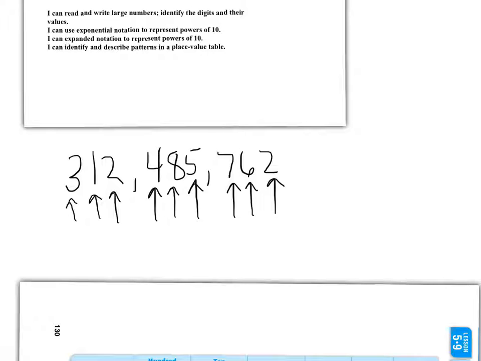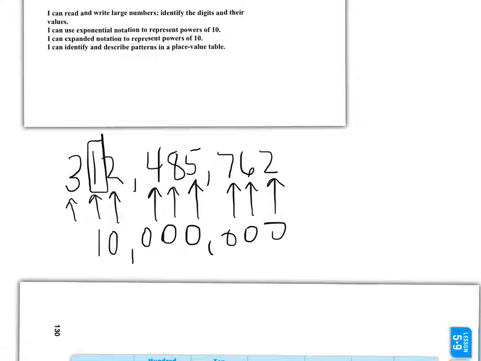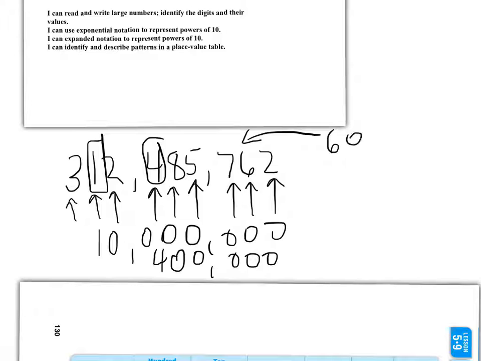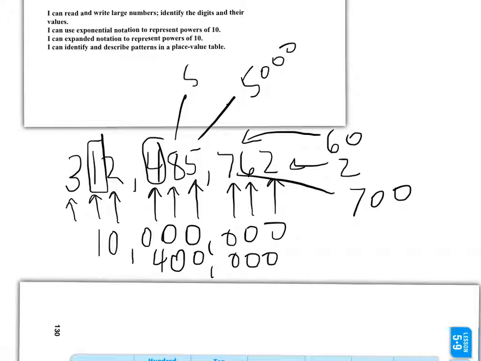You know that the value of this 1 here would be worth 10,000. The value of this 4 here is just you put the 4 and then put zeros after it. It'd be 400,000. The 2 here, the 6 here would be 60. 2, just 2. The 7 is 700. The 5 is 5,000. The 8 is 80,000. The 2 is 2 million.